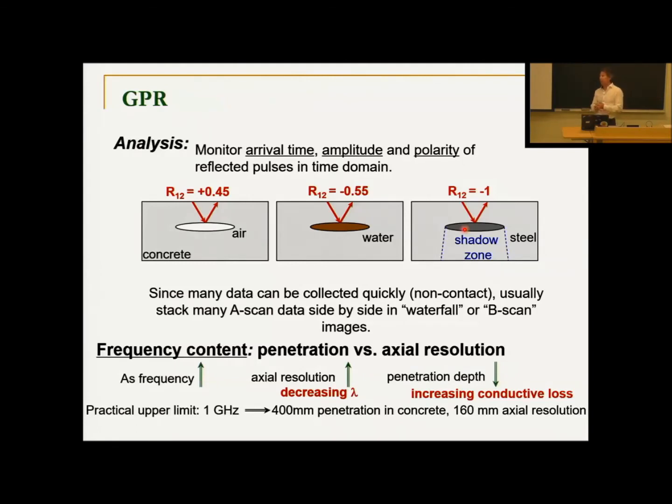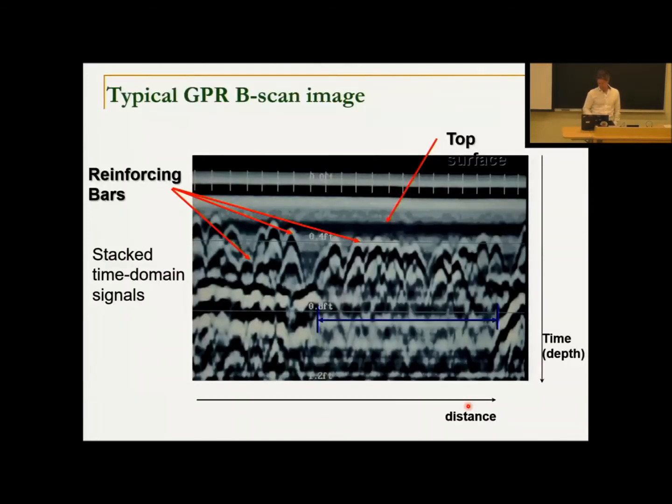So the practical upper limit of inspection in concrete with meaningful depth is about 1 gigahertz, right? And that gives about 16 centimeters of axial resolution. So the wavelength is relatively large. Its resolving ability is not so good in that way. Now, but the great benefit is that we can collect tons of data, right?